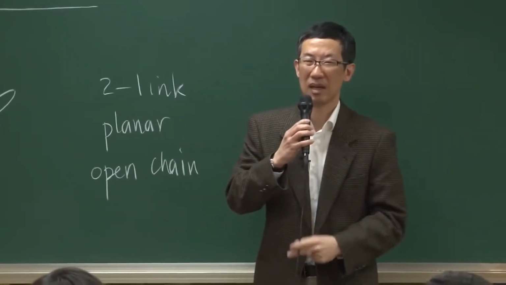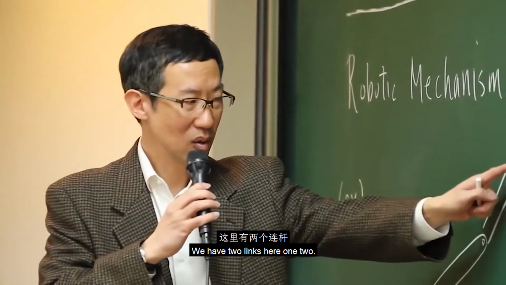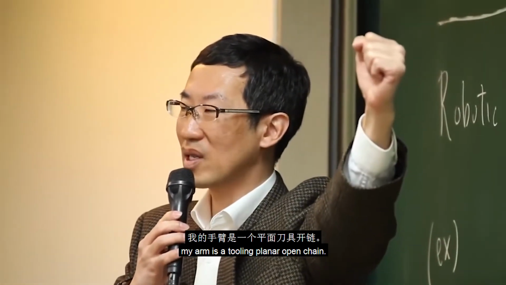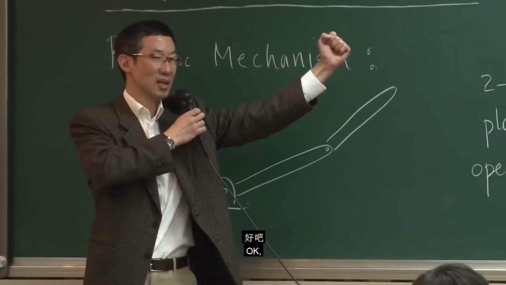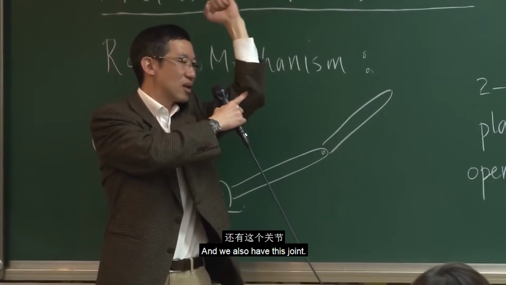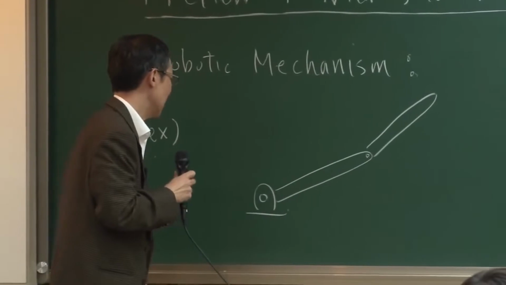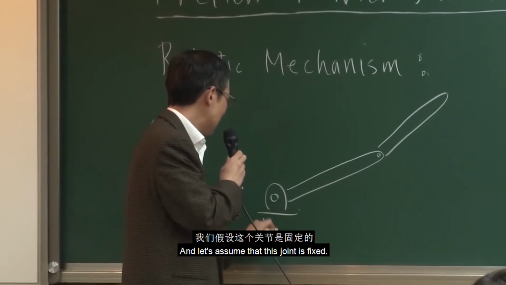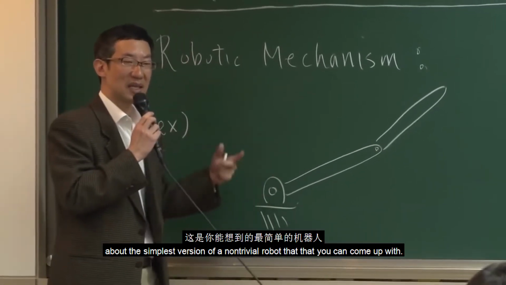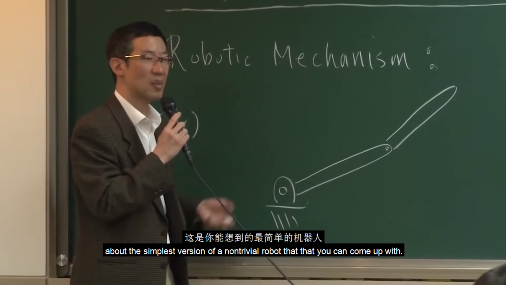Okay. Now, the way this works is we have two links here. 1, 2. These are just rigid bodies. So here's my arm. My arm is a two-link planar open chain. Okay. We have two joints. We have this joint, and we also have this joint. Okay? So that's all it is. And let's assume that this joint is fixed to ground. Okay? So this is, as I said, about the simplest version of a non-trivial robot that you can come up with.